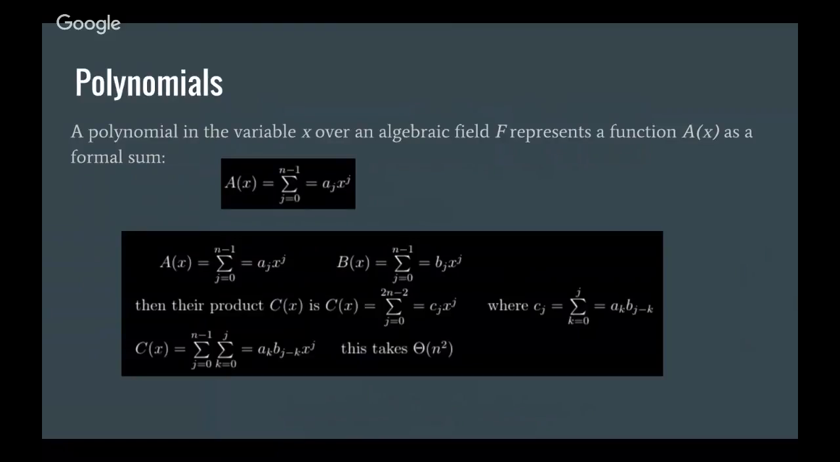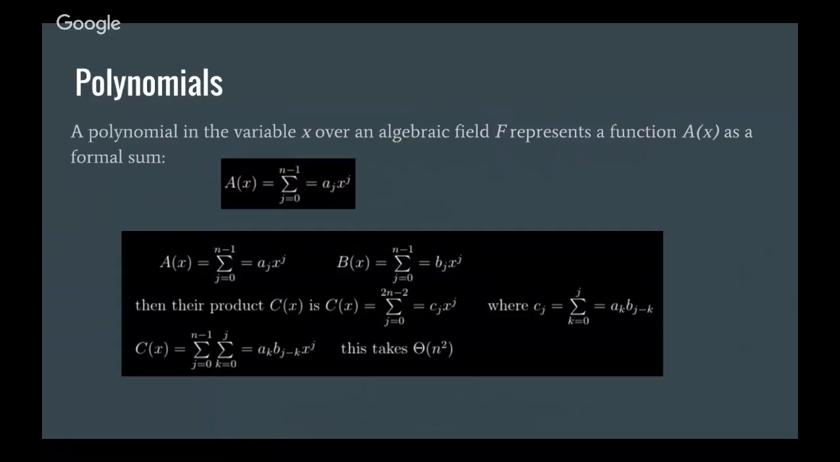All right, first of all, what is a polynomial? We have to first discuss what a polynomial is, because FFT depends on polynomials. So let's first define what a polynomial is and show you some examples of polynomials. A polynomial in the variable x over an algebraic field F represents a function as a formal sum. And you can see the formal sum.